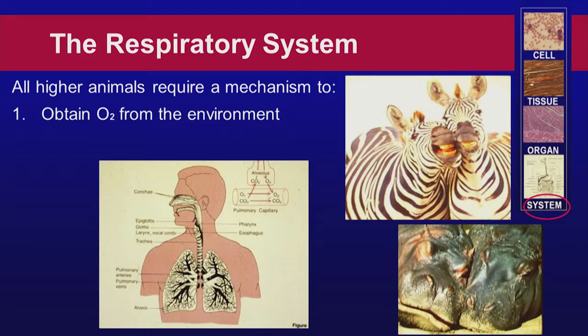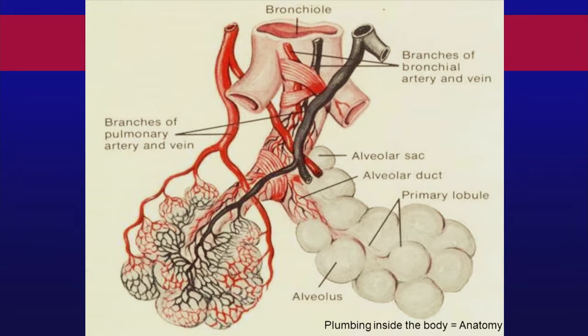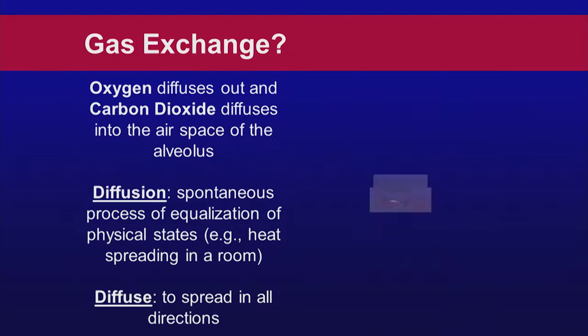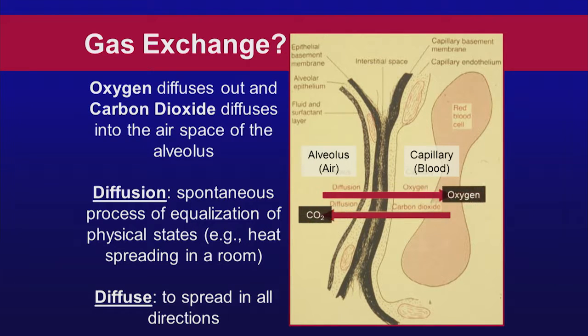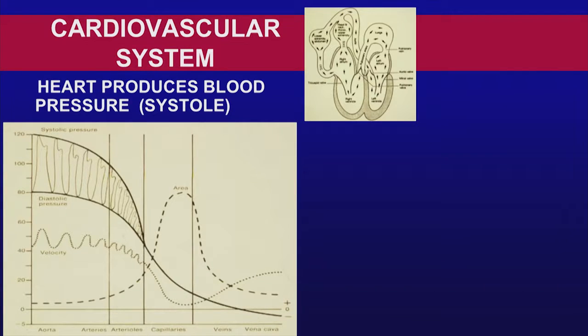The respiratory system is another one of those systems. It's got to get oxygen and get rid of carbon dioxide. In order to do that, you have to have air in the vicinity of blood. And so we can see what happens is air comes in and the oxygen moves out of the air into the blood. The carbon dioxide moves out of the blood into the air for you to exchange.